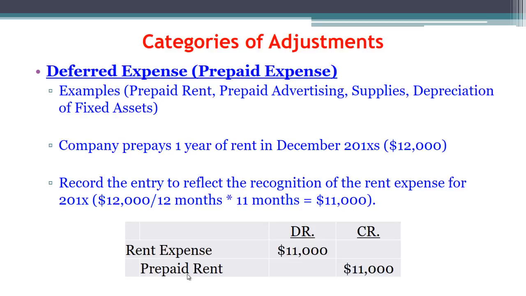Now, in the next year, we would record the remaining 11 months. Keep in mind, this year we only had 1 month, December, so it's only $1,000. Next year, we use up the remaining 11 months, so it'll be $11,000.